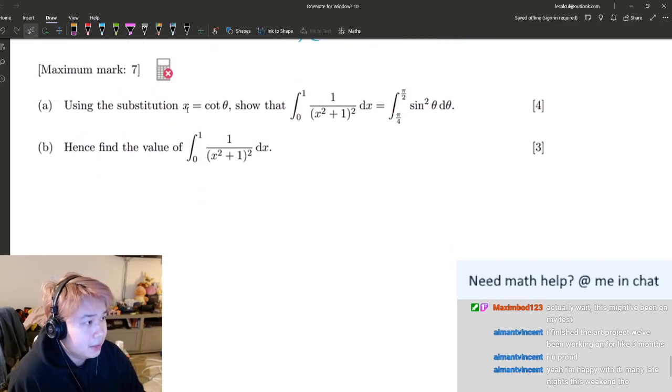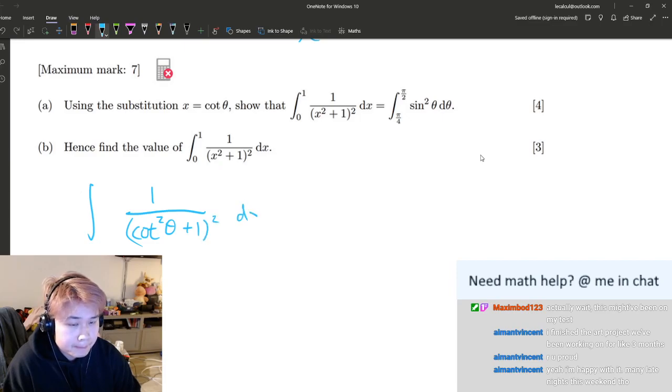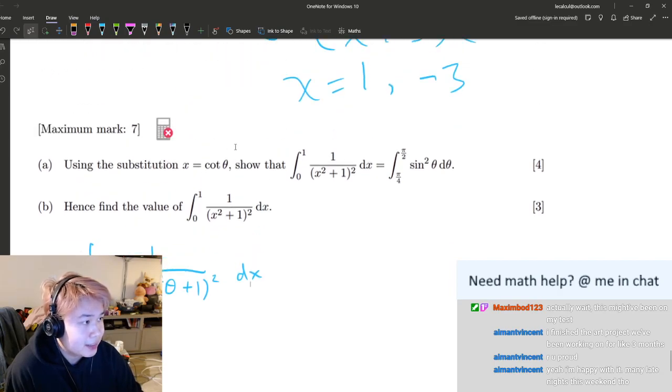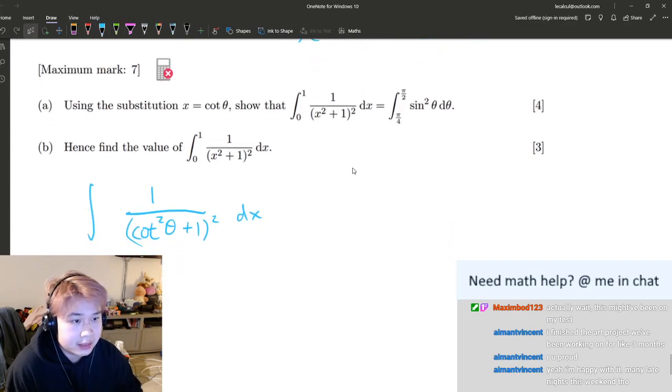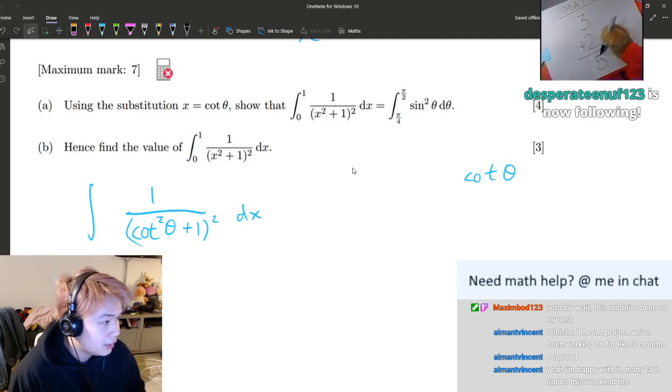Okay, I'm going to make a substitution into here to show this. Okay, so first, let's see what happens. I make that substitution of x, and then I should change my boundaries.